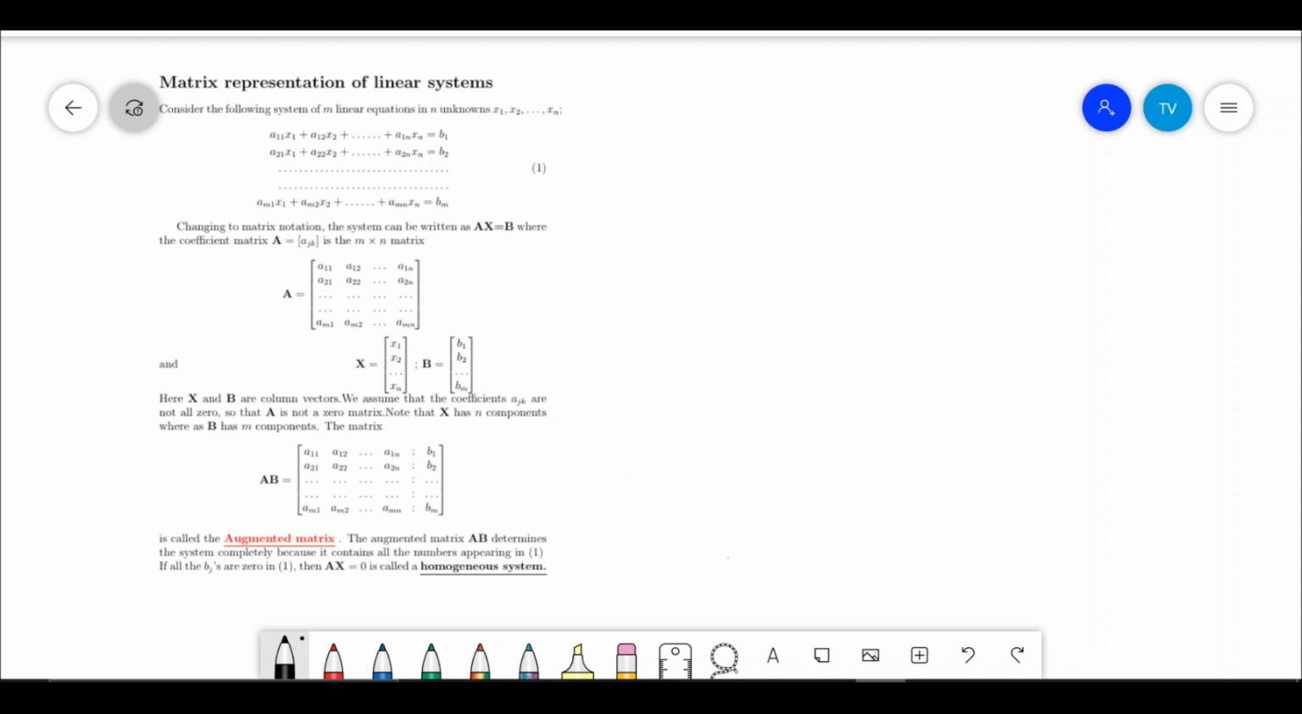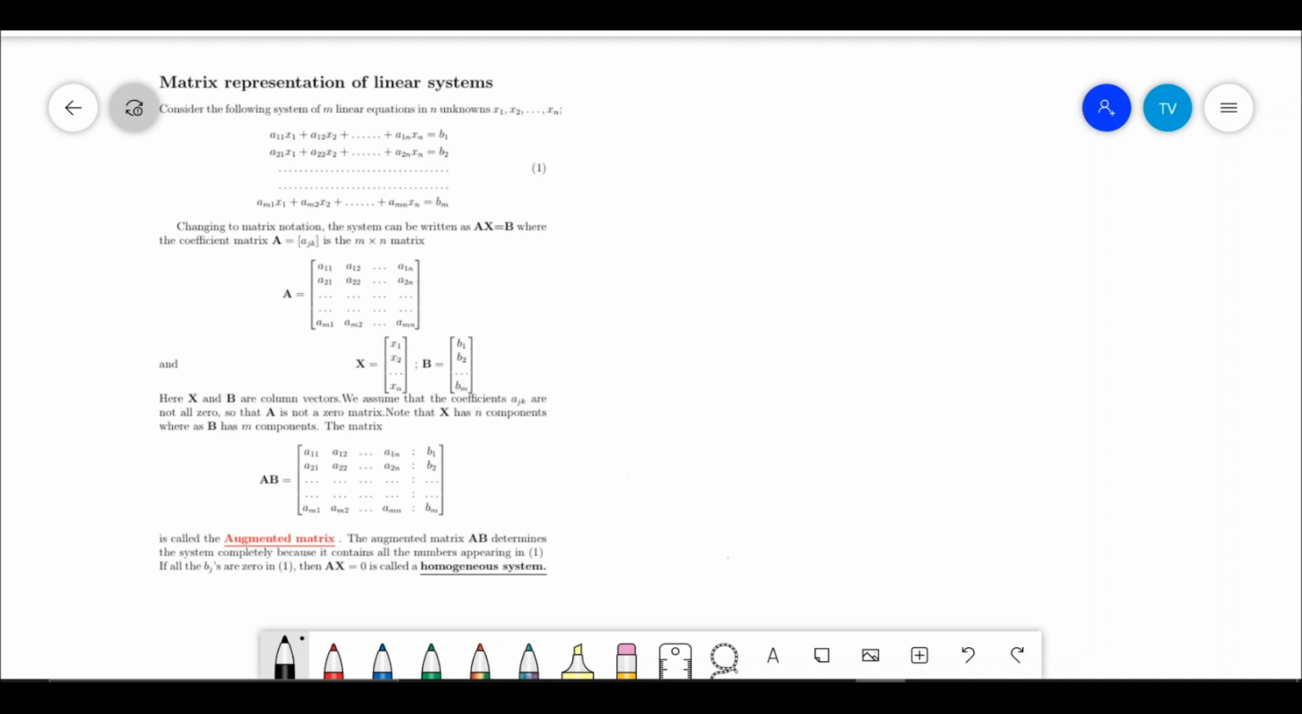Hello dear students. Through this video we are going to study some elementary concepts in linear algebra. So first let us see the matrix representation of linear systems.